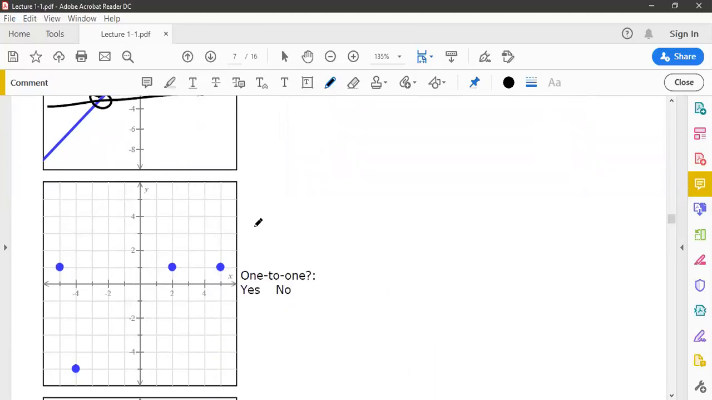Let's look at this next example. In this case, when I draw the line, it only intersects the bottom point. So that's only one time. But when I go up a little bit higher, notice that it intersects more than one point. Therefore, it's not one-to-one.